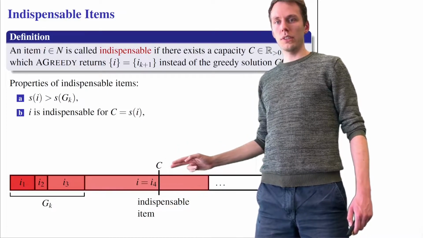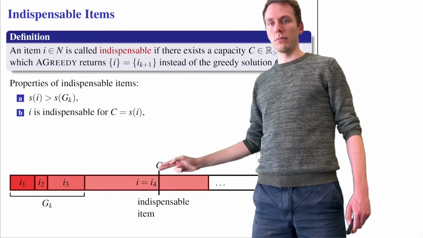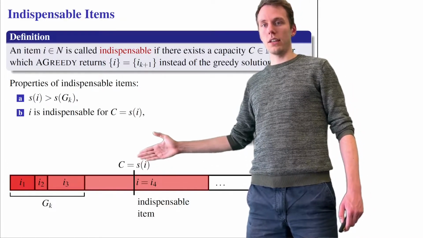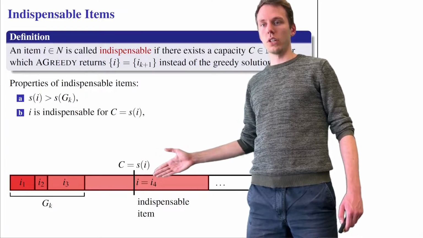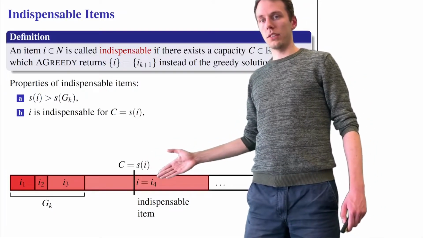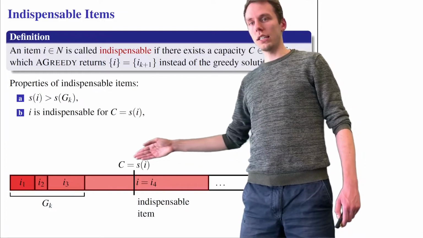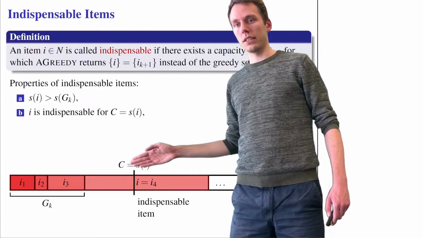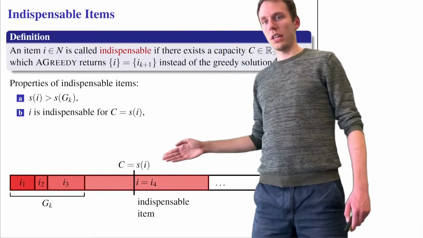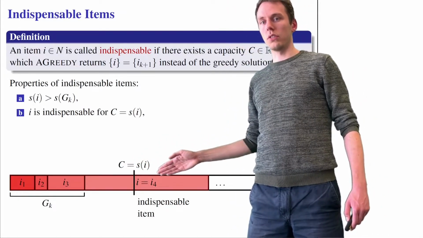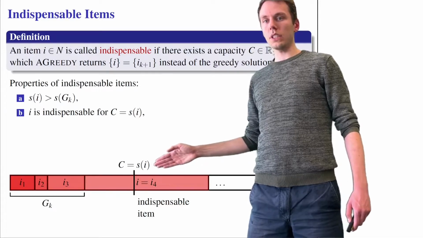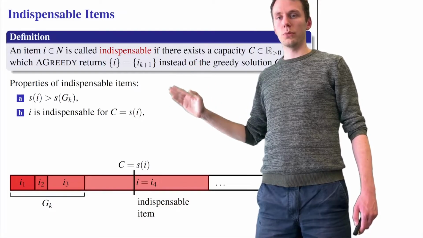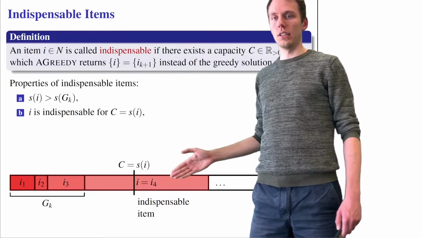If we reduce the capacity to the size of the item I4, like this, then we know that nothing can have changed in the greedy order up to this fourth item, because all items by property A are smaller than this capacity. So they are all still considered by the greedy solution, and this item is considered too. And of course, the condition for which solution is returned doesn't change, so this is still an indispensable item.